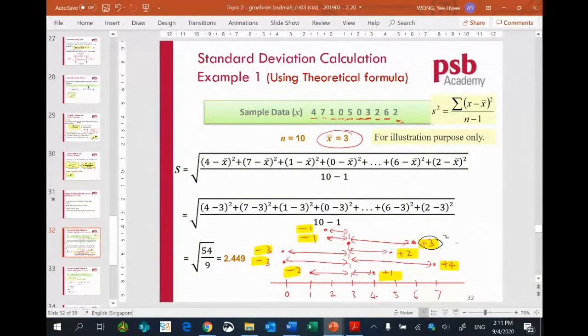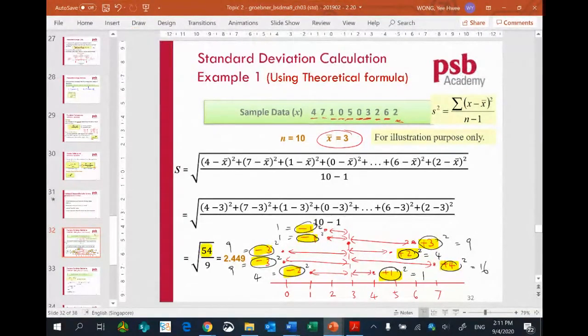You square 3, you get 9. You square 2, you get 4. You square 4, you get 16. Now you square 1, you get 1. Now you square negative 2, you still get 4, positive. You square minus 3, you get 9. You square minus 3, you get 9. And you square minus 1, so you get 1 and 1. So now when you add up all the numbers, it is no longer 0, right? So it will be 54.